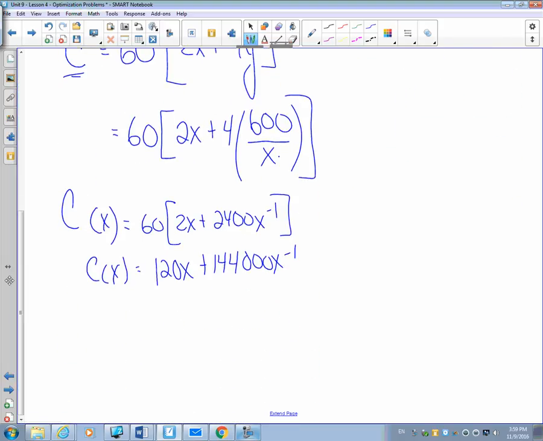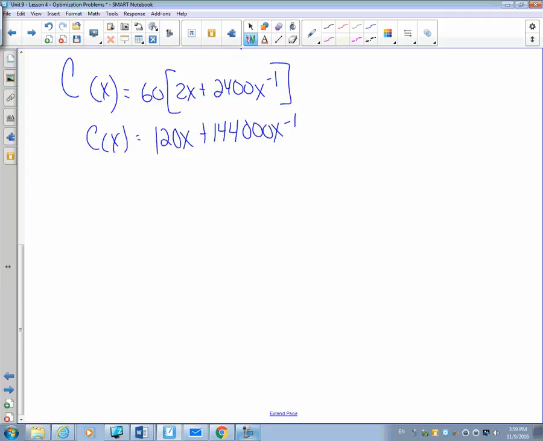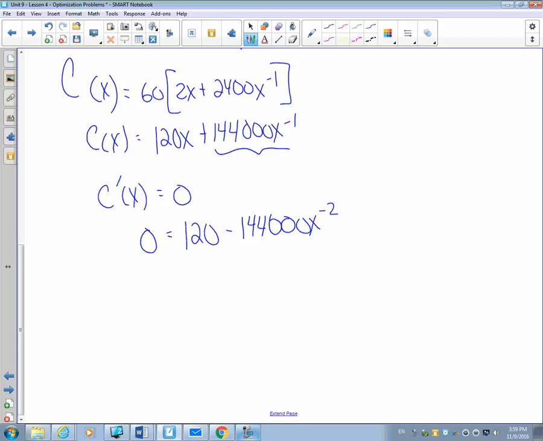I get minimums where my derivatives equal 0. Let's figure out where that is. So derivative of 120x is just 120. And for this piece, and here's why I put the x to the negative 1, it makes it easier to take my derivative. I could have left it a fraction, but fractions are hard to do derivatives with, especially with letters on the bottom. So minus 144 x to the negative 2.